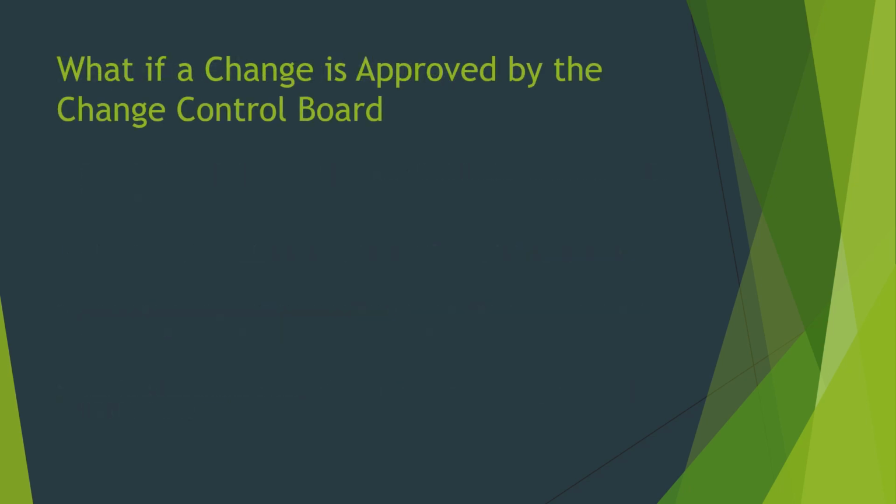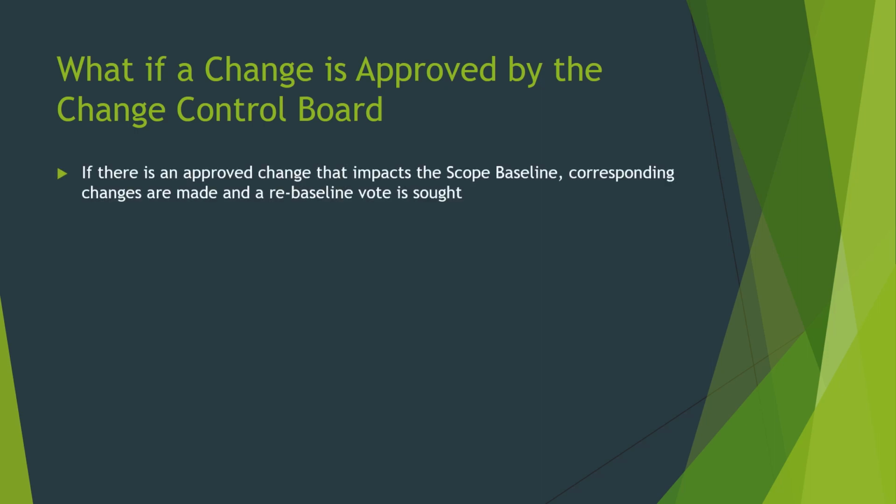What if a change is approved by the change control board? So there is a change control board. If you're not sure what we are talking about here, what a change control board is or what change requests are, I'll share a link in the description below that talks all about change management. Now, if there is an approved change that impacts the scope baseline, corresponding changes are made and a re-baseline vote is sought.